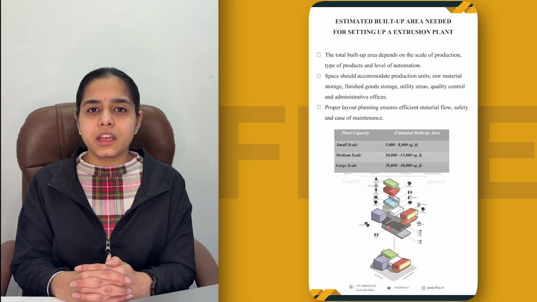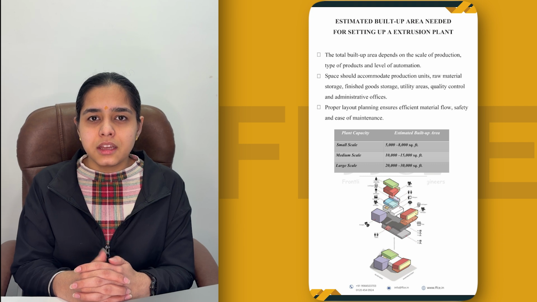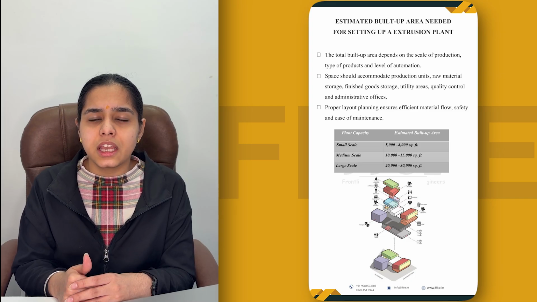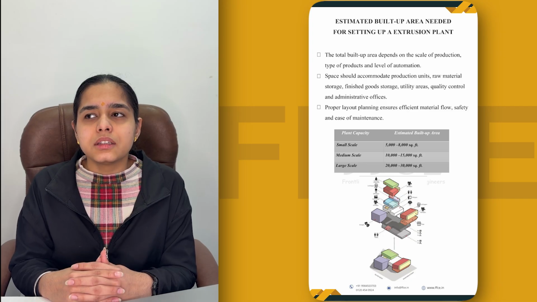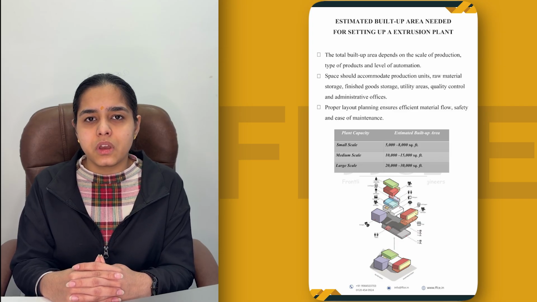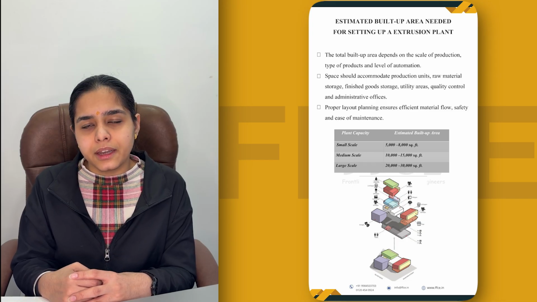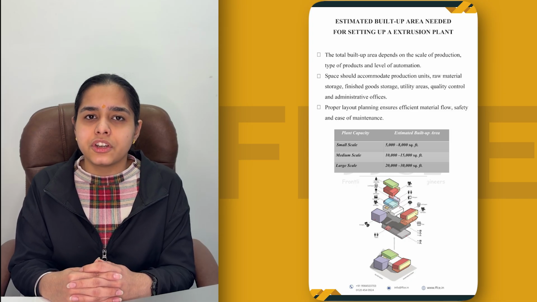Built-up area required for setting up of an extrusion plant. The built-up area required depends on the production capacity, the automation level, and the type of product. The area should be divided into further sections like raw material storage, the processing area, finished goods storage, utilities, quality, and administration department. The built-up area for small-scale industry will range from 5 to 8,000 square feet. For medium scale, it will range from 10 to 15,000 square feet, and for large scale, it will be from 20,000 to 30,000 square feet and above. A proper built-up area planning helps in smooth and efficient workflow and efficient operation.